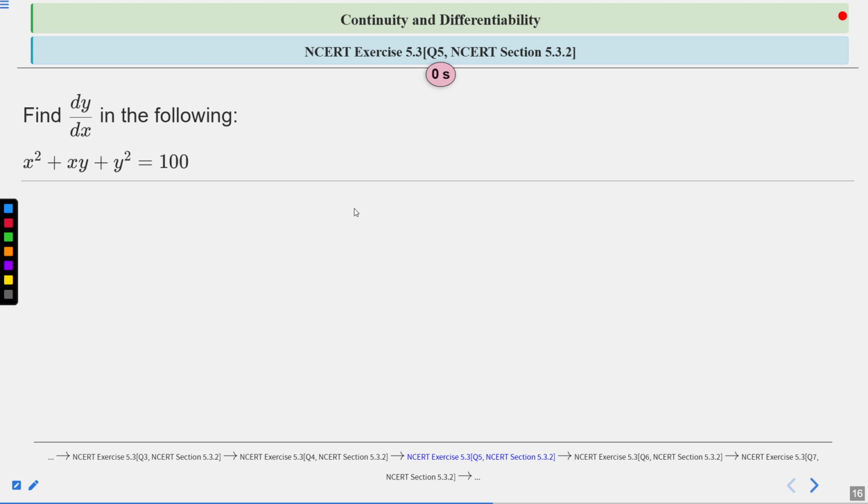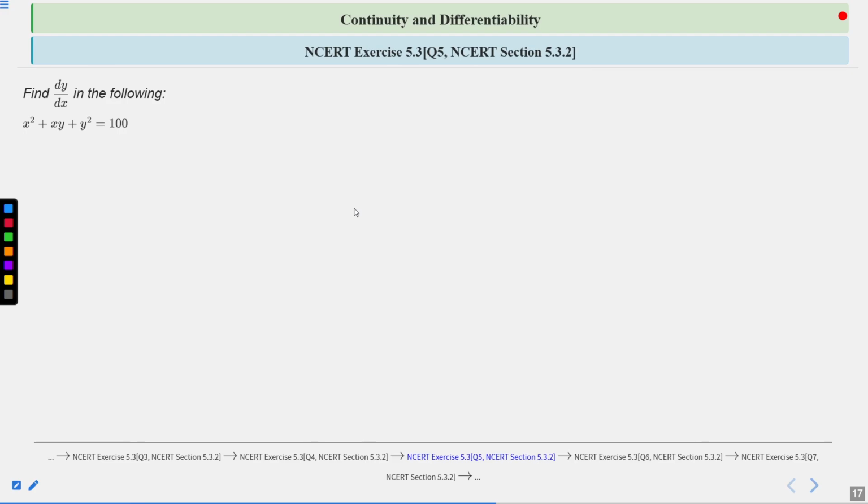Okay, let us move to the solution part. Our question is basically we have to find dy by dx, and the expression is x square plus xy plus y square is equal to 100, right? Now let us see the solution part.